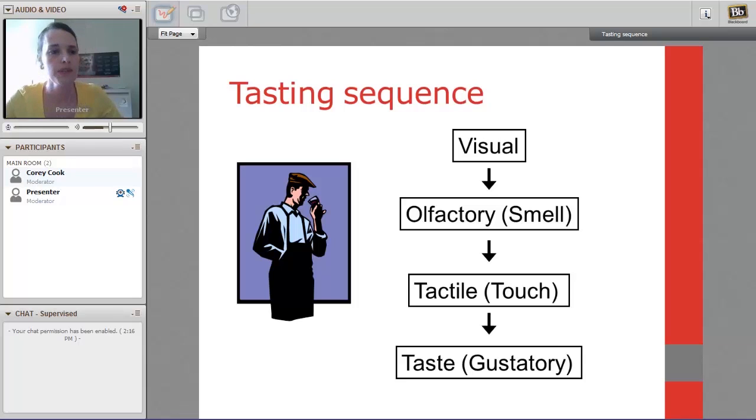The tasting sequence, what we're starting off with today is visual, just looking at the wine, looking at the appearance, the color, the clarity, and then you smell the wine. So you swirl it and you take a few sniffs. What does it smell like?